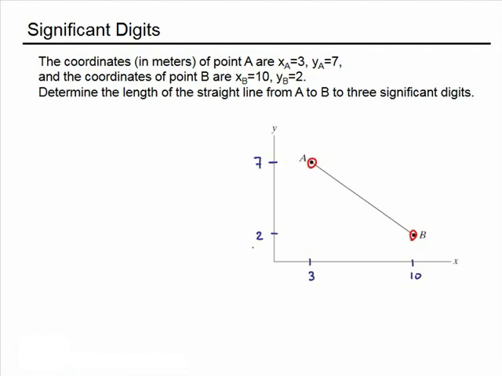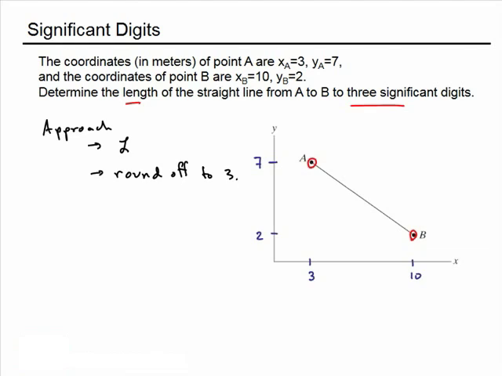You're asked to determine the length of the straight line from A to B to 3 significant digits. So the key is not the difficulty in computing the length, but to express the answer to 3 significant digits. So the approach would be to use the calculator to make the calculation of length, not worrying about how many significant digits are retained in any intermediate calculations, actually keeping as many significant digits, or at least 4 significant digits, in all intermediate calculations. And then at the end, round it off to 3 significant digits.